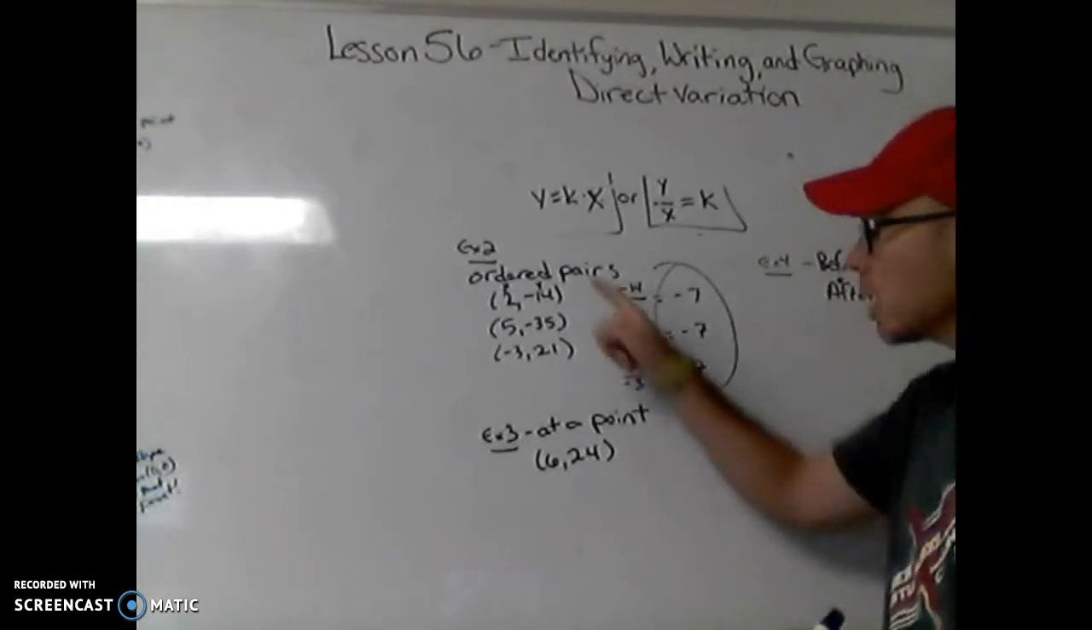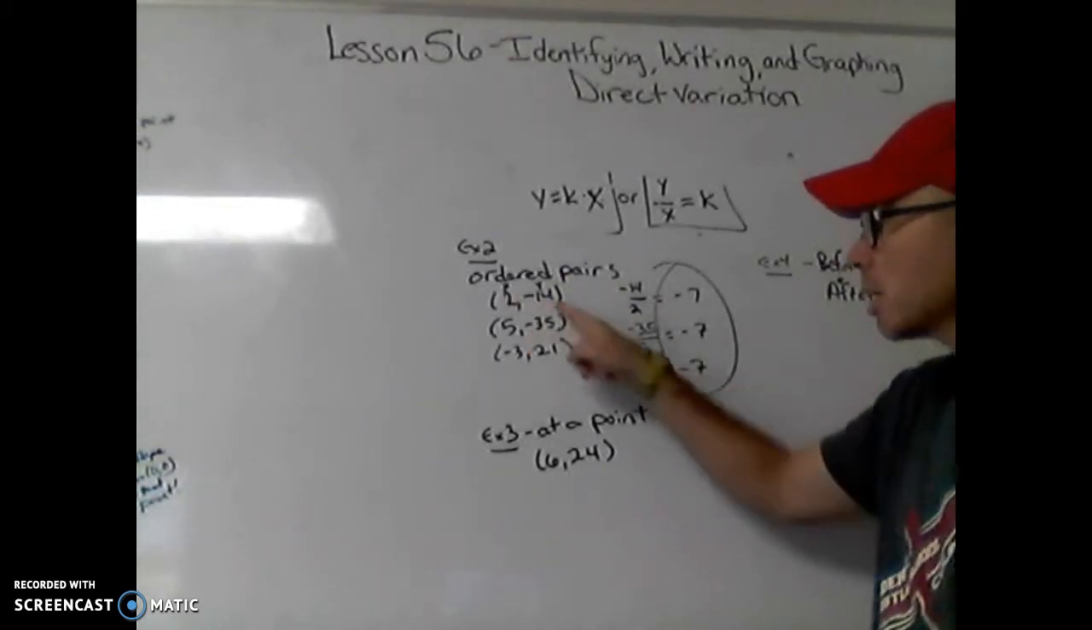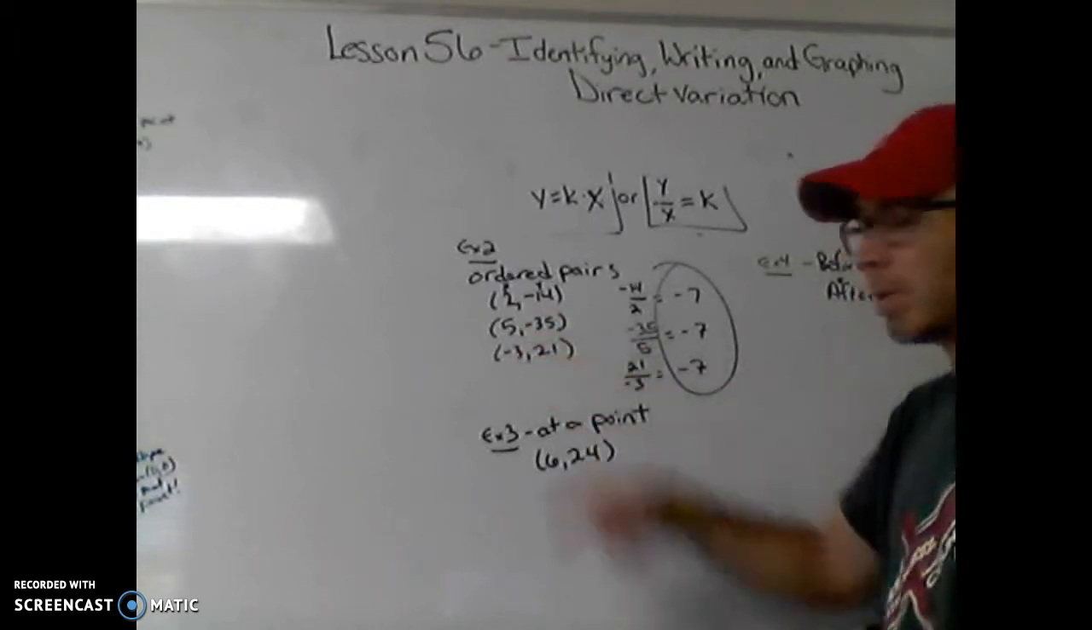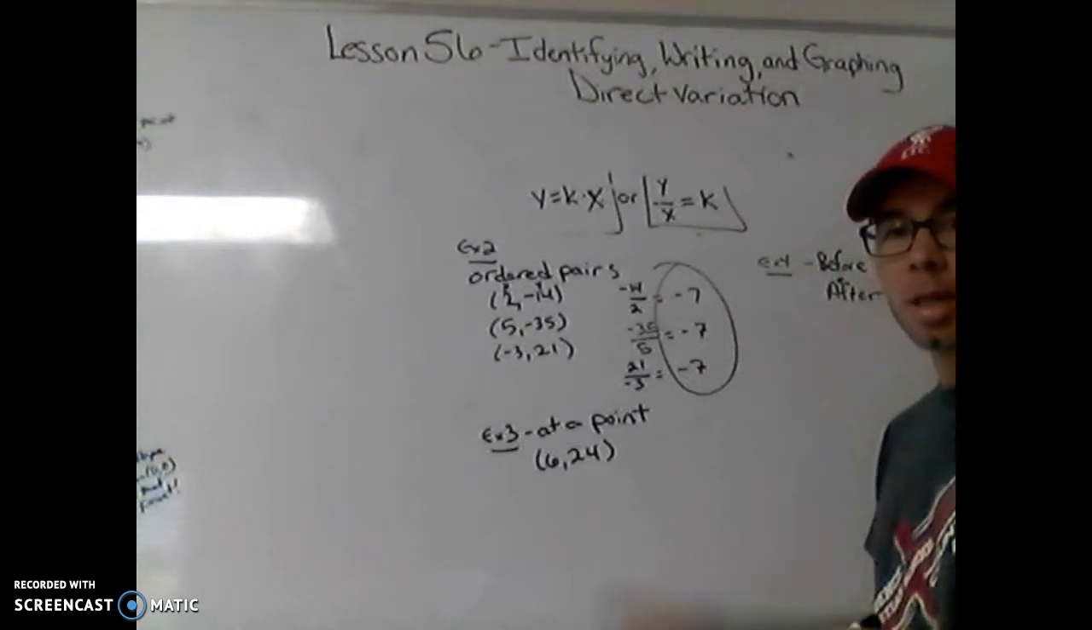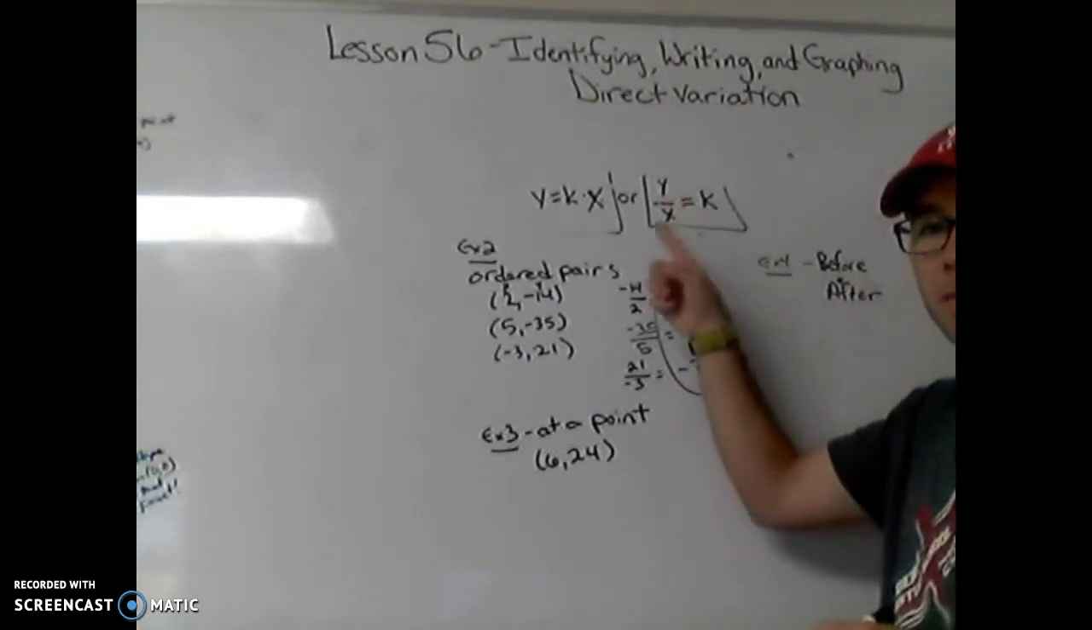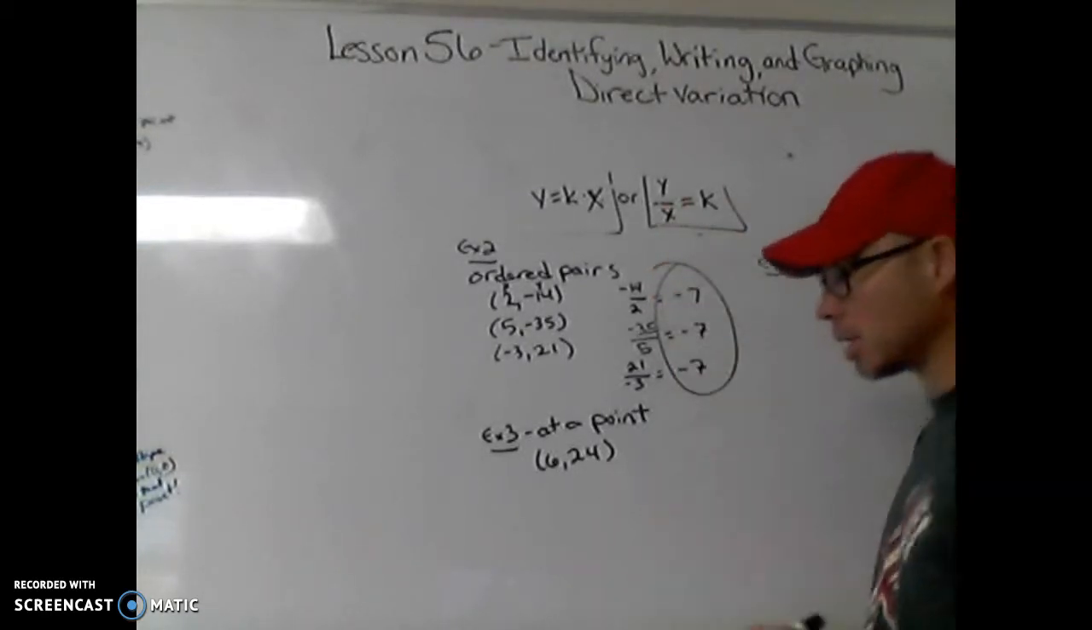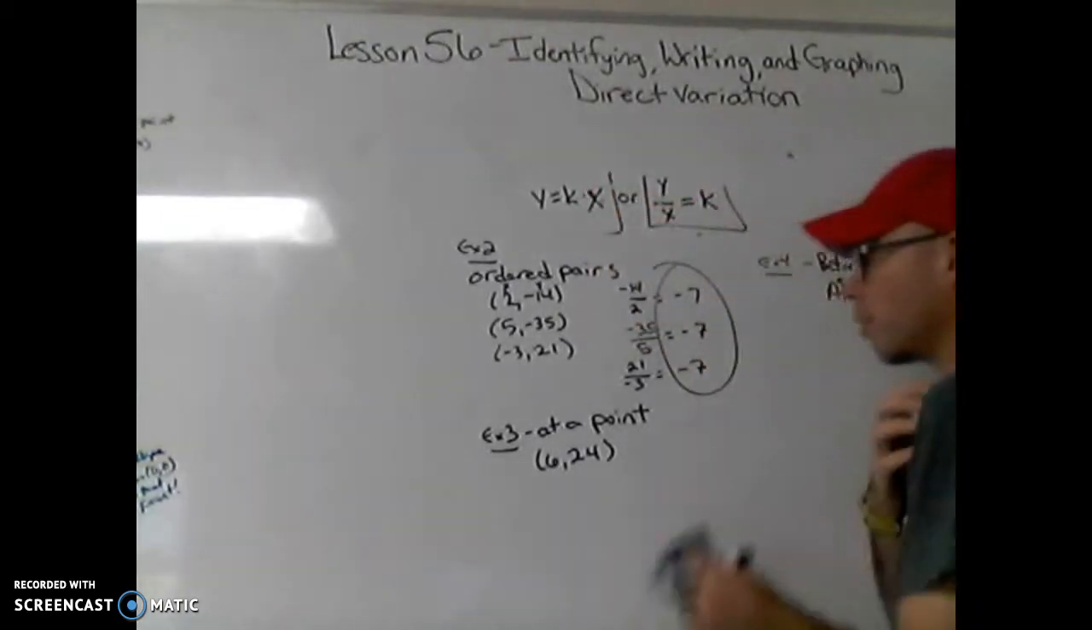So that's all you do. You're going to take your y and divide by your x, y divided by x, y divided by x. If they are the same, you have direct variation because y divided by x has to be a constant in this type of problem.